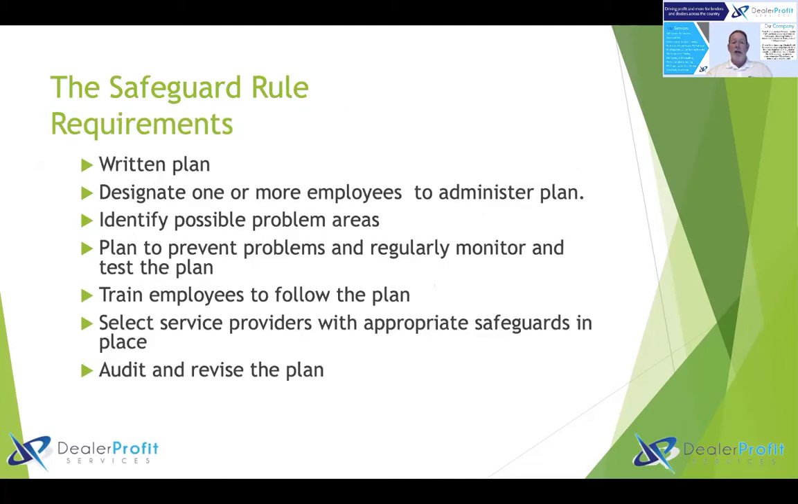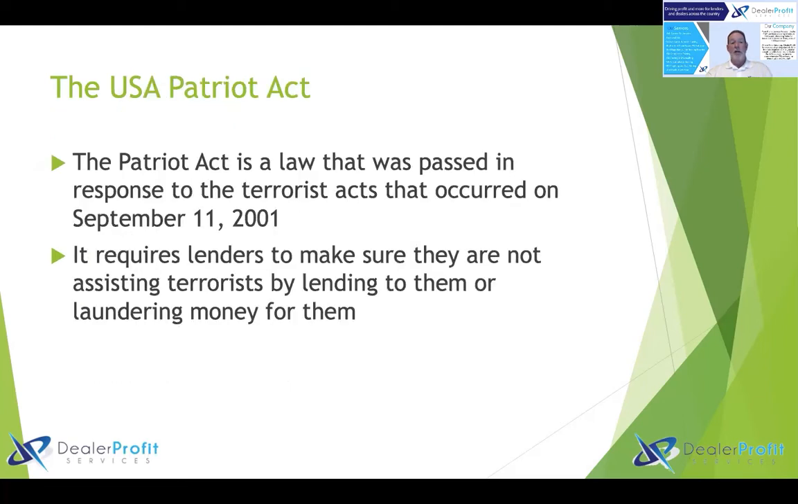You have to have a written plan. You have to have one or more employees to administer the plan, starting with your compliance officer. You have to identify where there are potential problem areas. You have to have a plan to prevent problems and to monitor and test the plan. Your employees have to be trained. Make sure that any providers you've got, any credit agencies, are following the same appropriate safeguards. And you have to do regular audits and revise your safeguard plan as necessary to remain compliant.